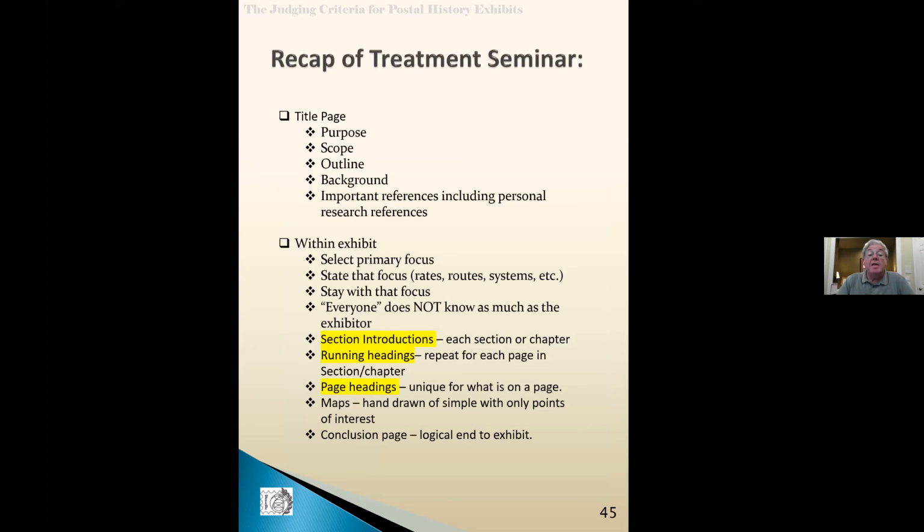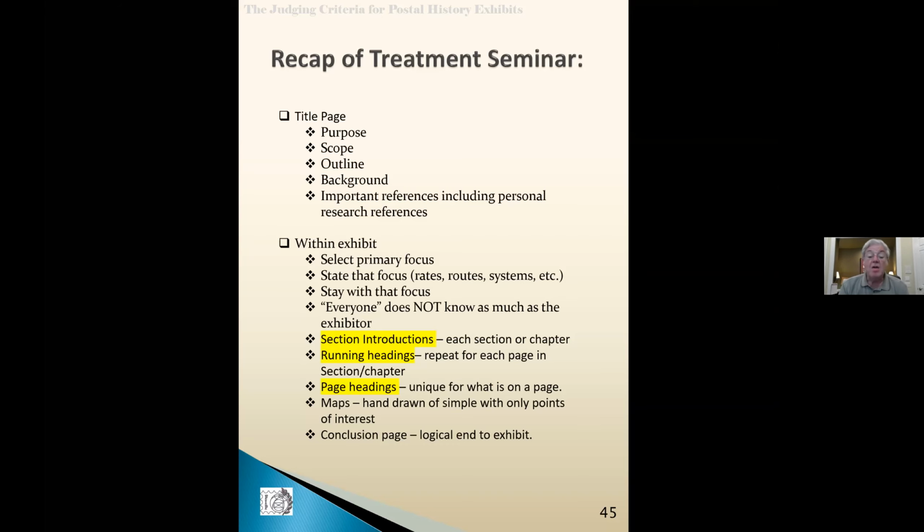Going to go over the treatment seminar. Page title, you want to state the purpose, define the scope, outline, which is the plan of the exhibit, background information, and references, including personal research. You want to set the primary focus, rates, routes, markings, or systems. State that focus in the exhibit and stay with that focus.